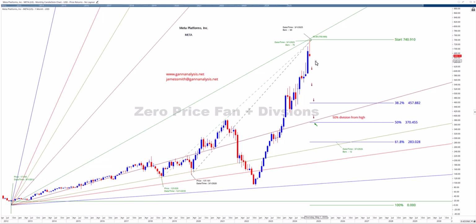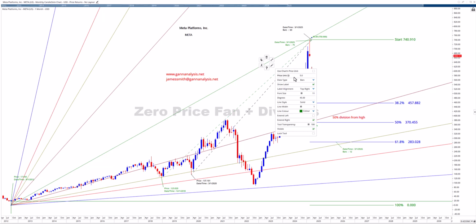to show up. If this sell-off is pretty bad, at the very least you're going to get a test of this 1 by 2 line, this line here. And the 1 by 2 by definition is half of the scale of the 1 by 1.